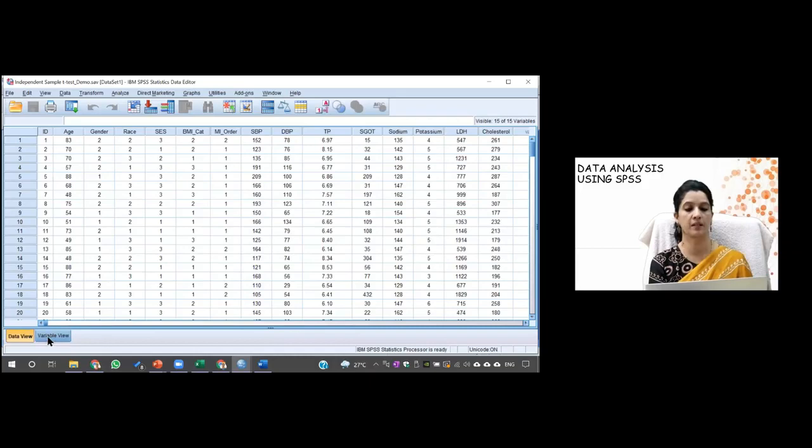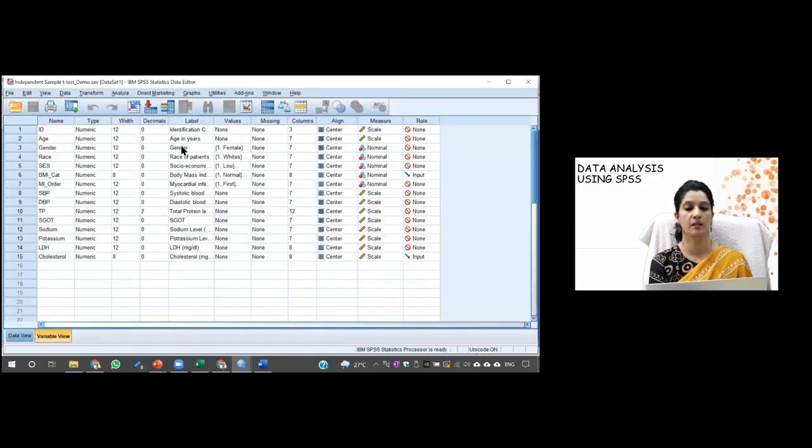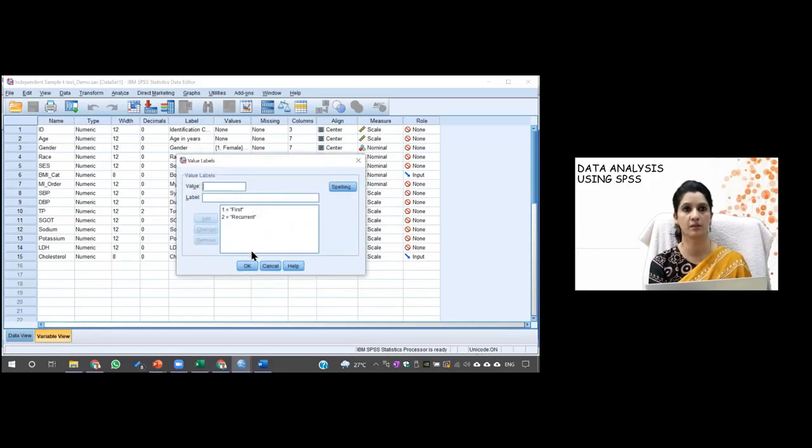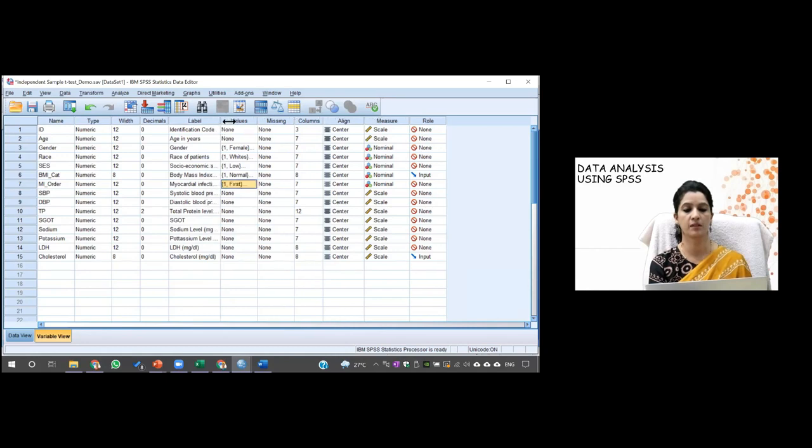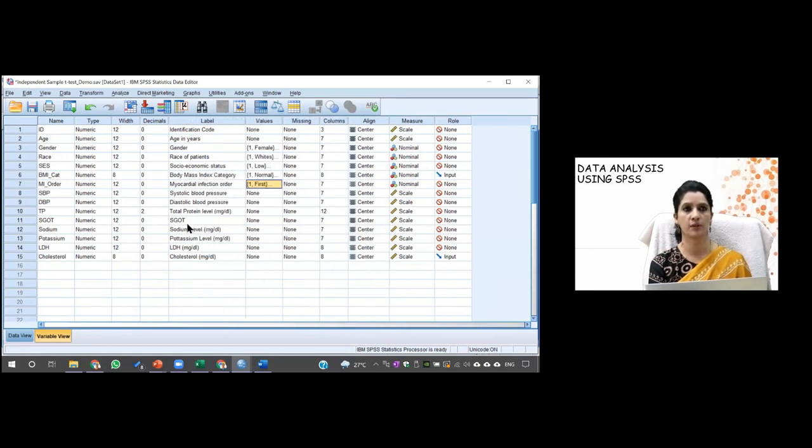Let me explain that data sheet. So come to the variable view. You can see here the ID of the patient, age of the patient, gender, race, socioeconomic status, BMI category, myocardial infarction order, where 1 is first order and 2 is the recurrent order. You can see it from the values. And then this is the systolic blood pressure, diastolic blood pressure. TP is the total protein level. If you increase this, you can see the full description of the label of the variable. SGOT, sodium level, potassium level, LDH. All these are scale variables, and these are nominal variables.